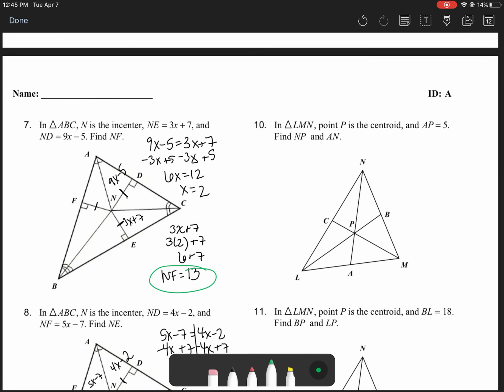Same thing for number 10. I'm still thinking about centroid. This time I'm looking at NP and AN that I'm trying to find. And it's giving me AP is 5. So I'm going to multiply 5 times 2 to get 2/3 of the length. That 2/3 and 1/3, remember. So I have a length of 10. So NP equals 10. Since that length is 10, the whole thing from N to A, 10 plus 5, which is 15.